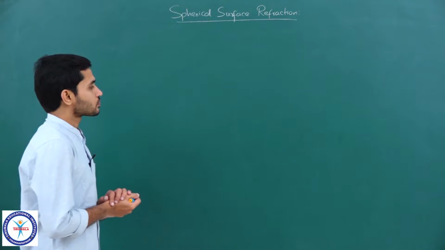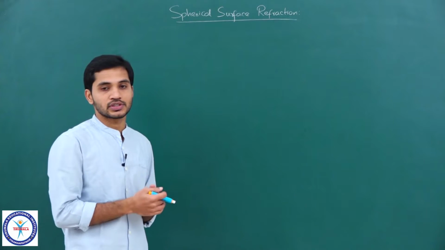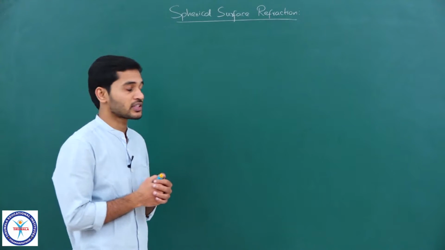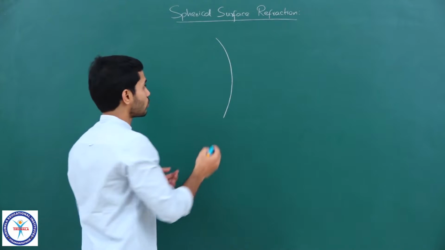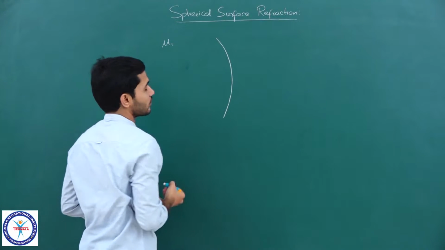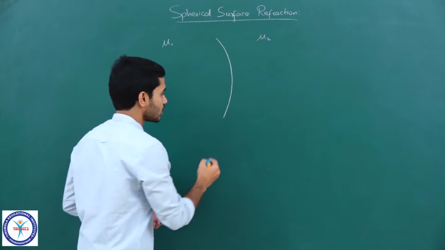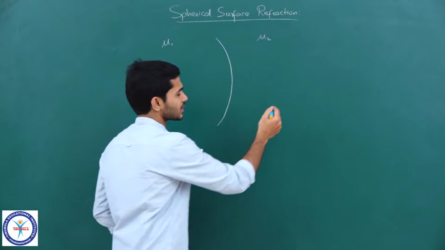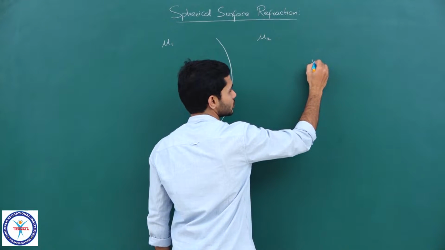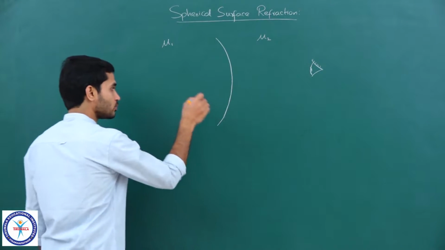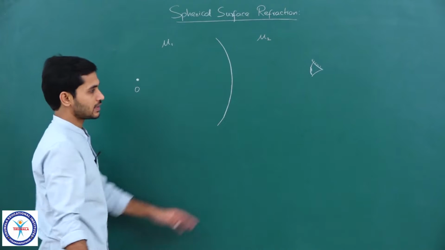Okay. So, we will directly start with the derivation of the object and image scenario in the case of spherical surface refraction. Let us say we have two different media. On this side we have a medium of refractive index mu 1, on this side we have a medium of refractive index mu 2. Let us say there is an observer in medium mu 2 who is observing an object placed in medium 1. So, this is the object, that is the observer.